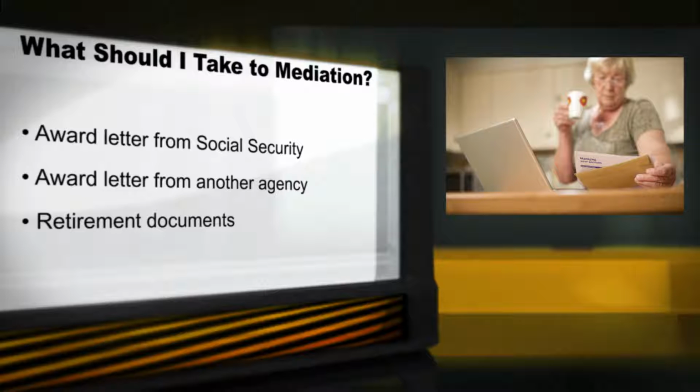Proof that you are receiving other benefits like food stamps or cash assistance. This could be an award letter from the state or federal agency administering these benefits. Retirement income documentation. This could be a letter showing the amount of retirement income you receive monthly.